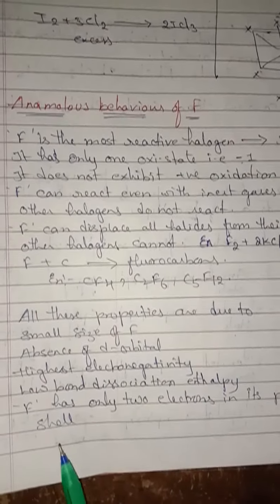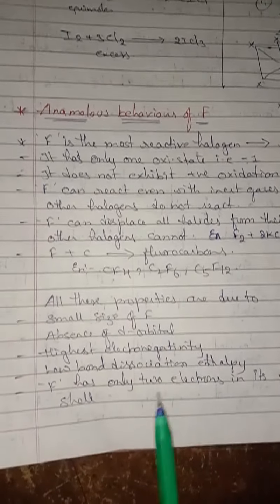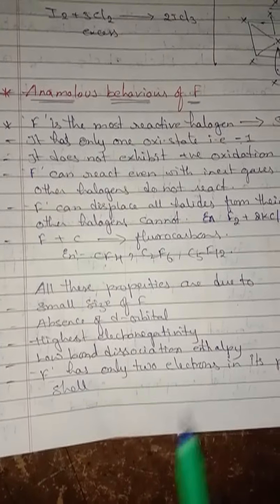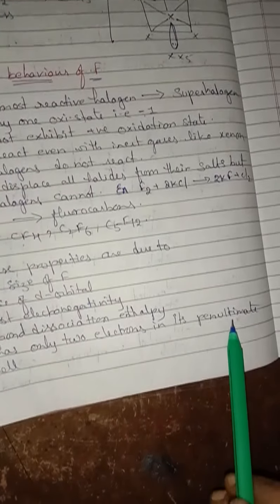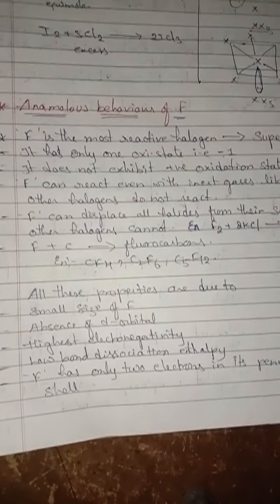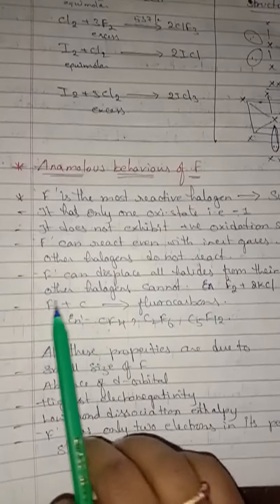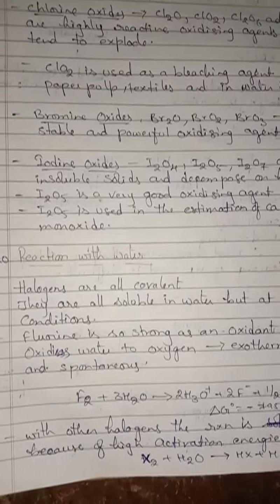Next, low bond dissociation enthalpy of fluorine. It also has low bond dissociation enthalpy. Next, fluorine has only 2 electrons in its penultimate shell. How many electrons does it have? Only 2 electrons in its penultimate shell. So this is about the anomalous behavior of fluorine, and we have seen some of the chemical properties. In the next class we are going to deal with chlorine. Thank you, children.